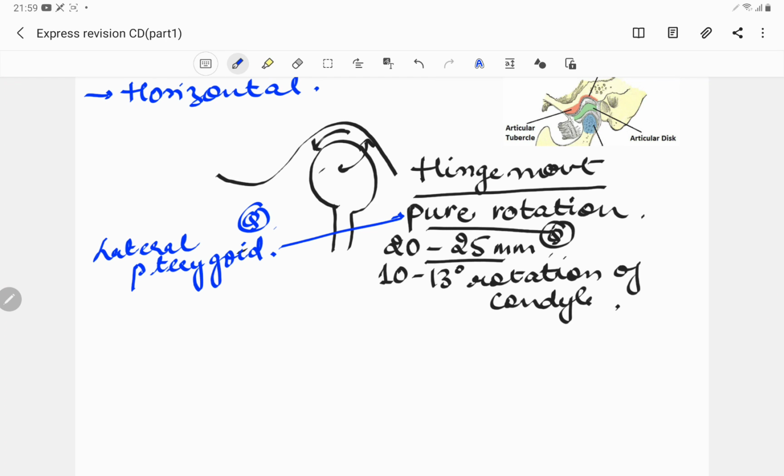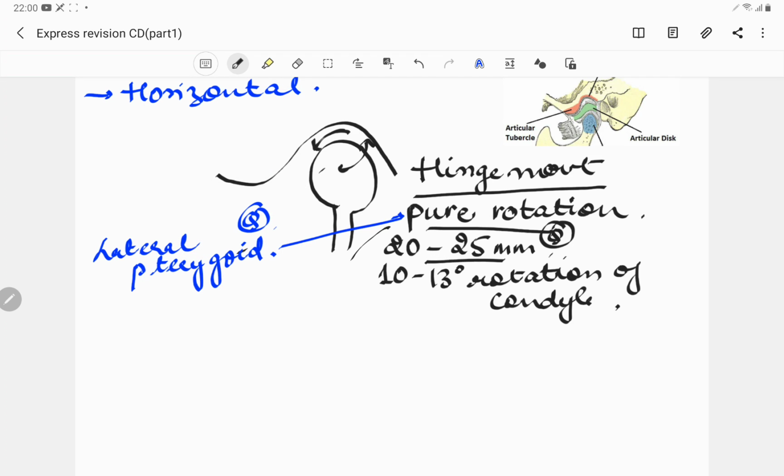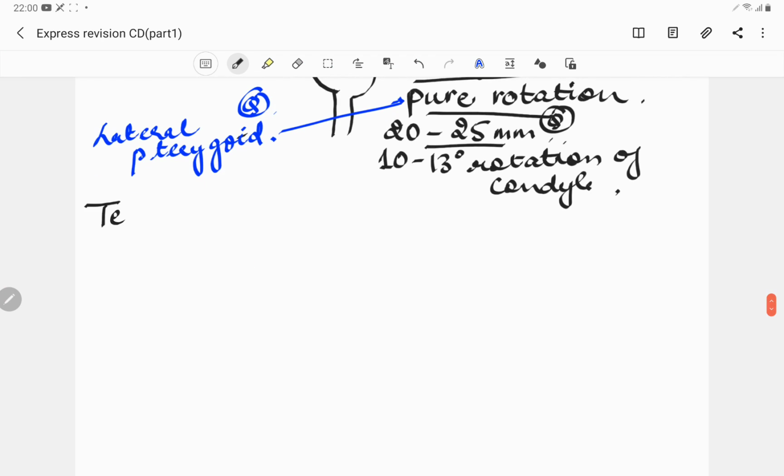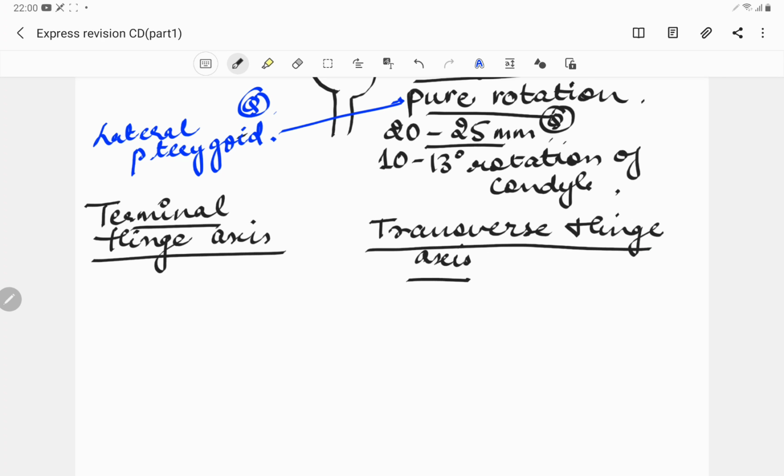This pure rotation movement or the pure hinge movement, what do we call it? The terminal hinge axis. Now I'll be telling you two things. One is the terminal hinge axis. These all are similar terms. The other one is the transverse hinge axis. So hinge axis, we know that this is the pure rotatory movement. Up till now we are clear, right?